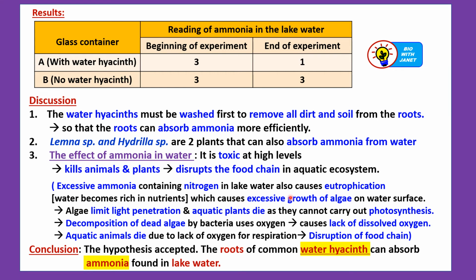So the conclusion is that the hypothesis is accepted because we can see from the results here that the roots of the common water hyacinth can absorb ammonia found in the lake water and reduce the amount of ammonia from 3 at the beginning of the experiment, these 3 units, to 1 unit.